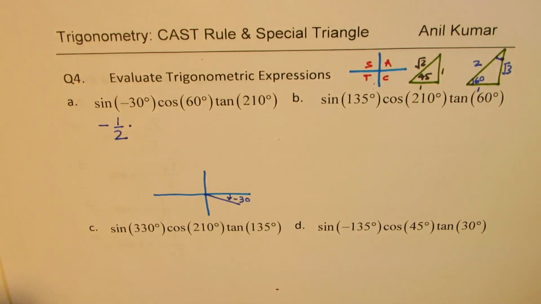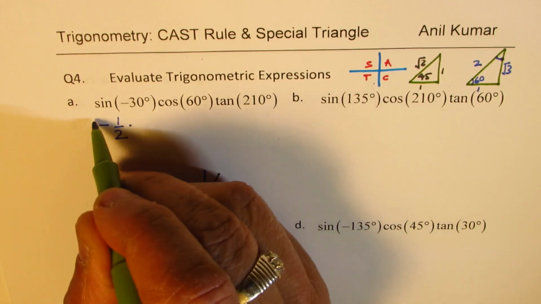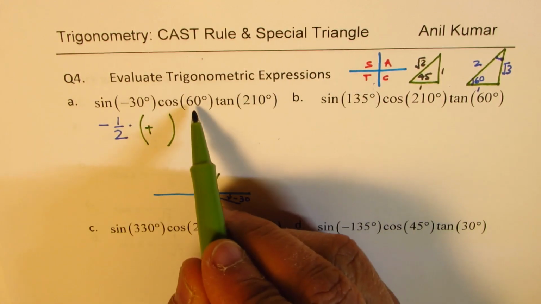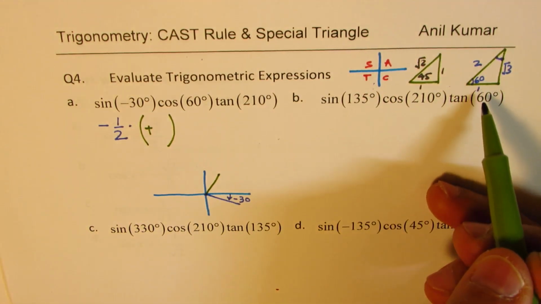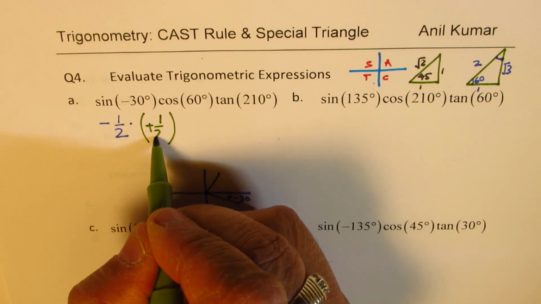Now, let's look into the cosine 60 value. Cosine 60 means you are in quadrant 1, it has to be a positive value, so we'll put it in the bracket as a positive value. For 60 degrees, we again look at adjacent over hypotenuse, 1 over 2. So this is also half.